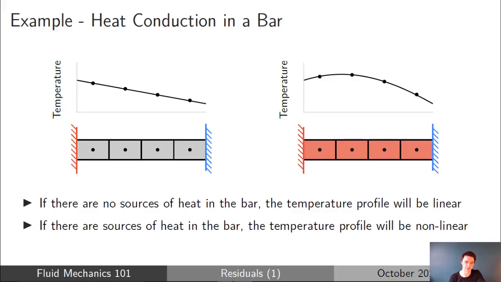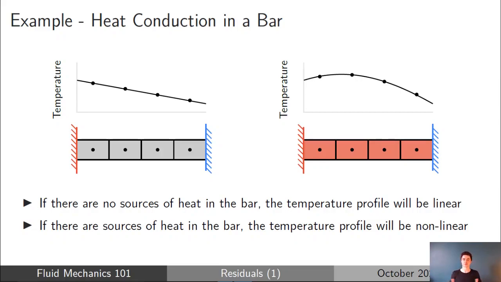This is a very simple problem, and the solution is actually very straightforward and we can get it analytically if we wanted to. If there are no sources of heat in the bar, so we've just got those 2 fixed temperatures on either side, then we'll get the solution, which you can see on the left, and the resulting temperature profile across the bar will be linear, of course. Now, if there are sources of heat in the bar, the temperature profile will be non-linear, and may look something like the image you can see on the right there.